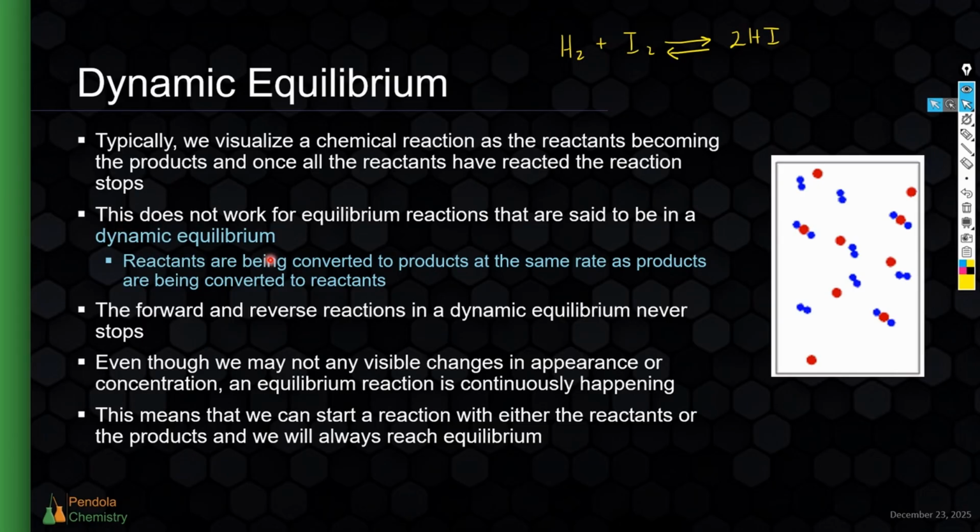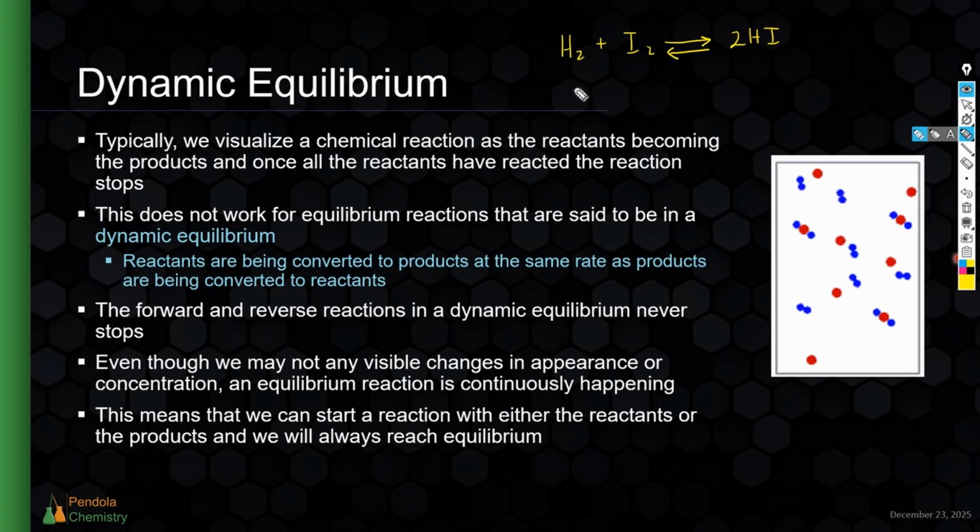It means that the reactants are being converted to the products at the same rate as the products are being converted to the reactants. So at the same rate, at the same time. Meaning that if we have one hydrogen and one iodine becoming 2HI, at the exact same time we have 2 HIs becoming a hydrogen and iodine. The forward and the reverse reactions are never going to stop, even if we have a specific amount of each reactant and product.